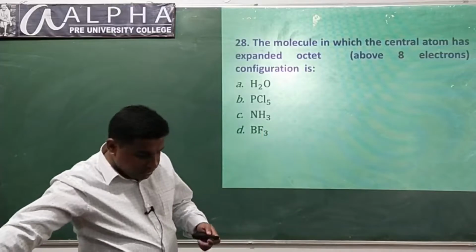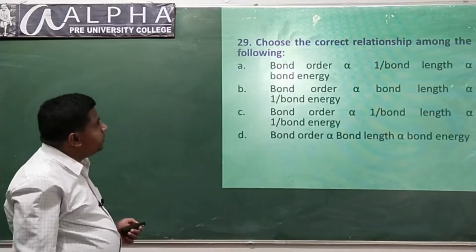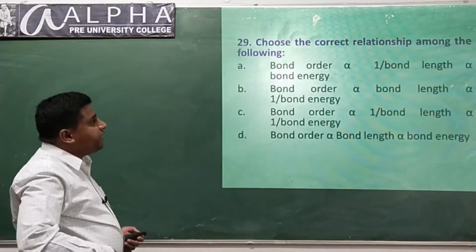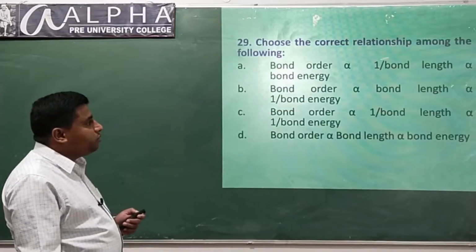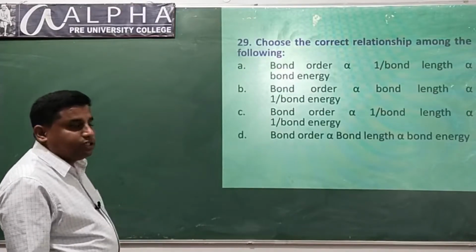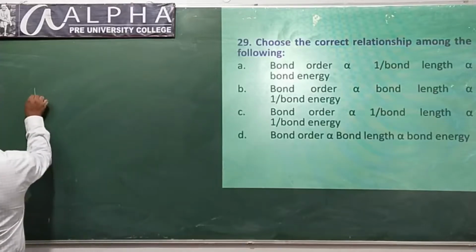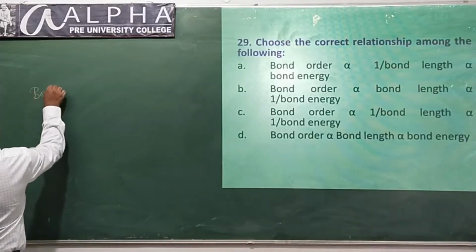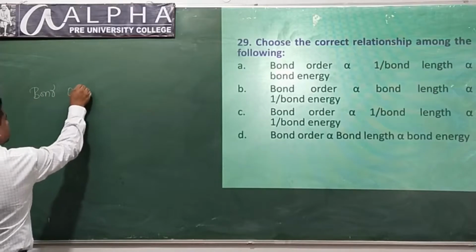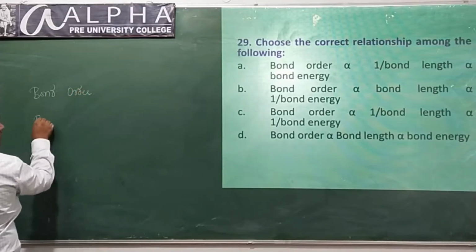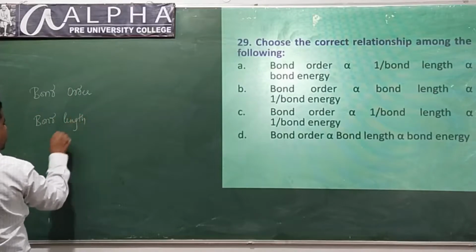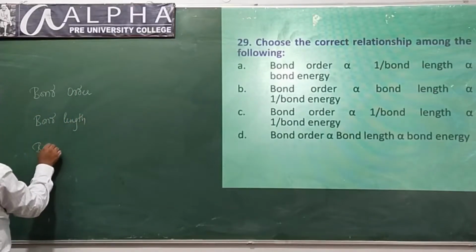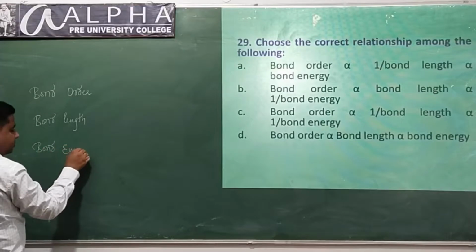Next question, students. Choose the correct relationship among the following. They have given bond order, bond length, and bond energy.